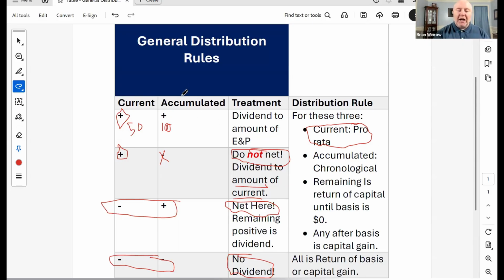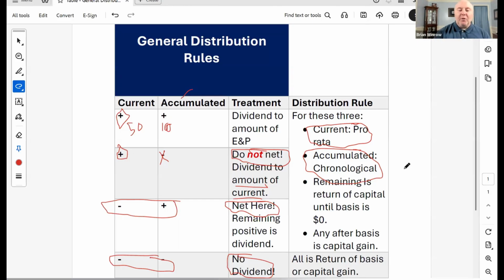Accumulated, we use chronological. Okay, so if you have two distributions, it's possible that the distribution made in March will have more of the accumulated E&P than the distribution that was made in December, right? Because that's not based upon the percentage or necessarily the amounts. It's chronological in order. And again, we're going to work through these examples. It's just trying to get to understanding that we have chronological for accumulated and pro rata for current.